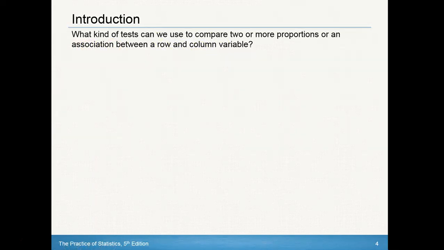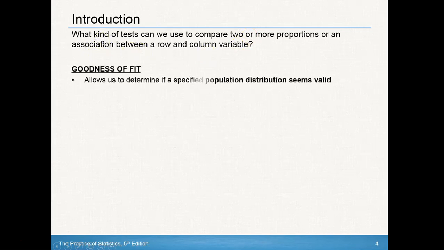Both of your tests for homogeneity and independence are going to have two-way tables, but we are going to be checking to see whether the distributions across maybe three countries are the same, or whether there's an association between the row and the column variable. So let's take a look at our three different chi-square tests.